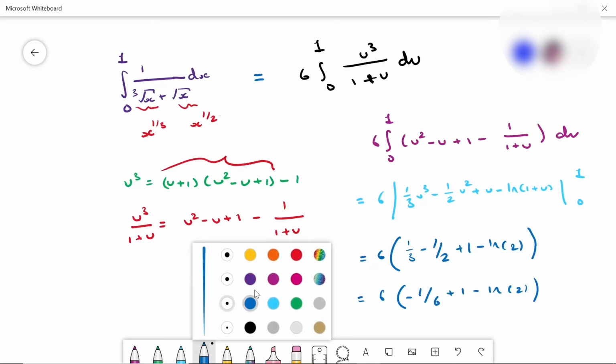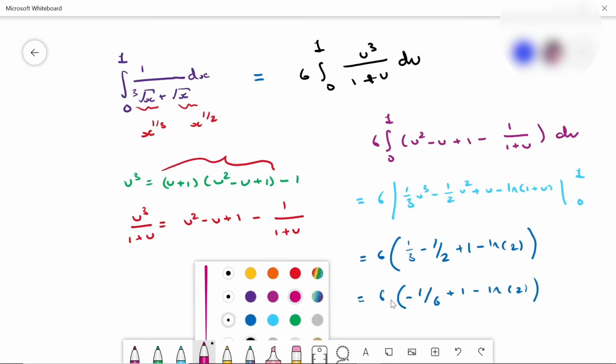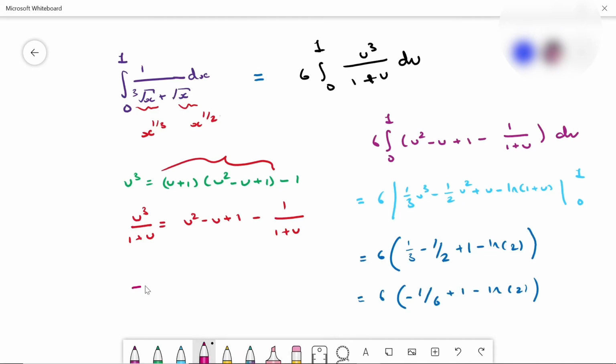So let me change my color for the grand reveal. Let's distribute the 6 now. So we're going to have minus 1 plus 6 minus 6 lots of the natural log of 2, which is going to be equal to 5 minus 6 lots of the natural log of 2. Cool. So what we once thought was a very monstrous looking integral and a very difficult integral, with one bit of u-substitution simplified down to a very nice and very standard integral, and we got to the solution.